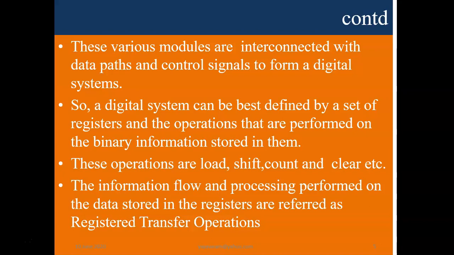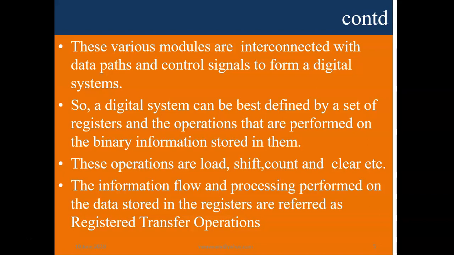So a digital system can be best defined by a set of registers and the operations that are performed on the binary information stored in them. What do I mean by that? When I say I have a register, I will always store binary information. The value stored in a register will be in terms of ones and zeros. It may be like 1011, or simply 1 if it is a 1-bit register. If it is a 4-bit register, it may range from 0000 to 1111 and so on. So you will have binary information stored in the registers.